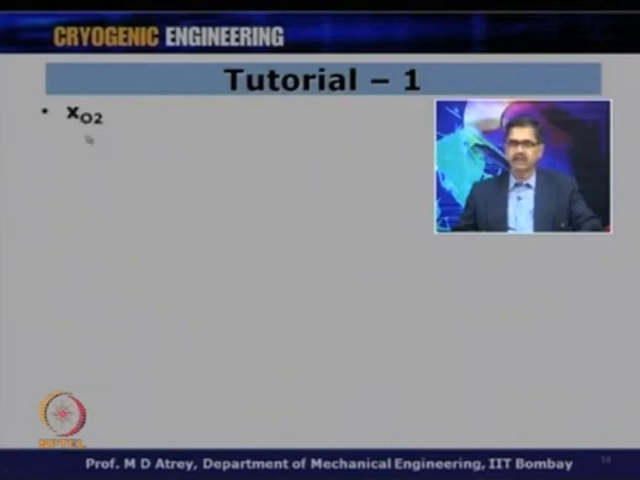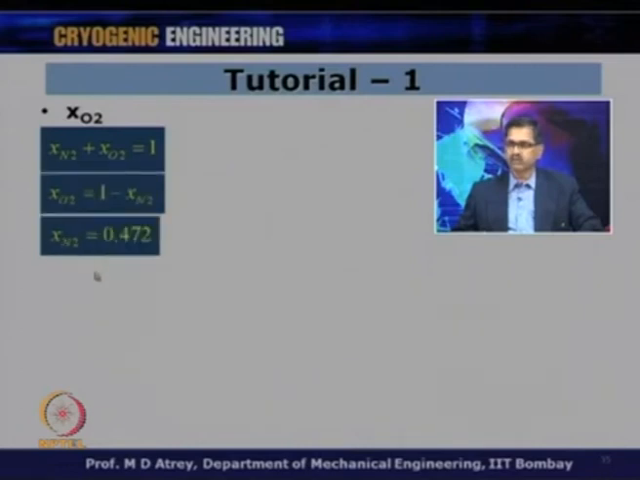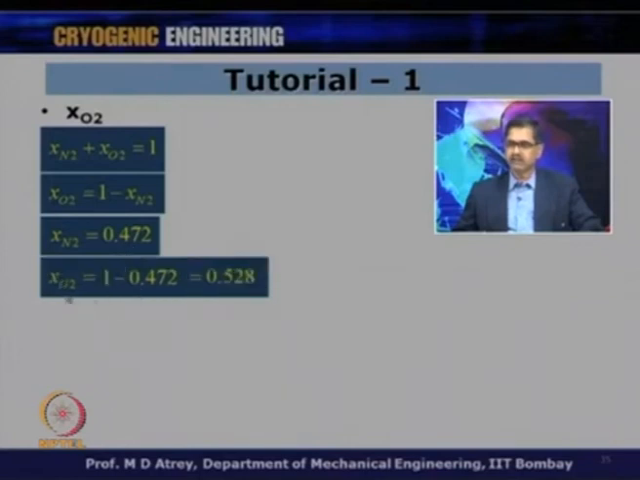Having done this, I can do the same thing for xO2, where I know xn2 plus xO2 is equal to 1. So, 1 minus xn2 will give the value of xO2. Just put in the values, where xn2 is equal to 0.472, which we have just calculated. The value of xO2 therefore is 0.528.